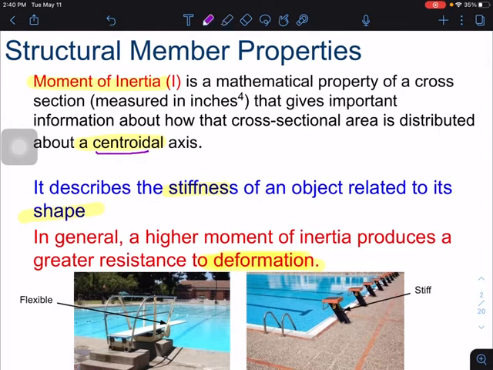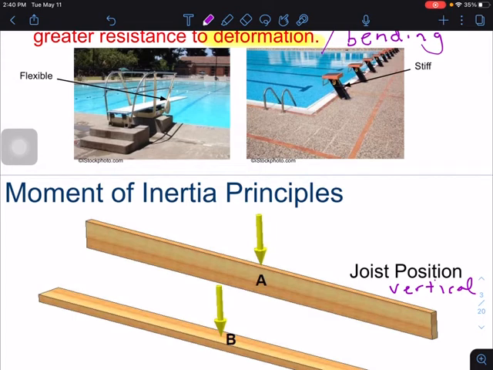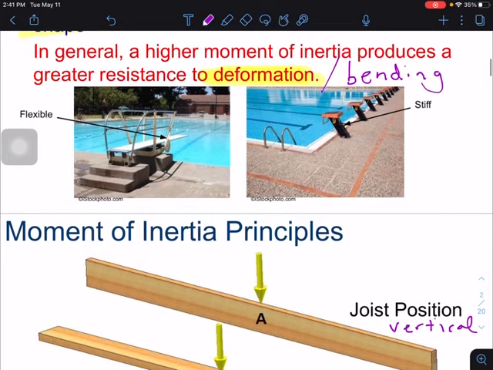We would also call that bending. Okay, how resistant is the material to deformation or bending. So you have an example here of a diving board, and you probably either have been on a diving board or you've seen somebody bouncing. There's a lot of flexibility, a lot of bending that goes on with a diving board, unless of course you're on a diving platform like the one on the right.